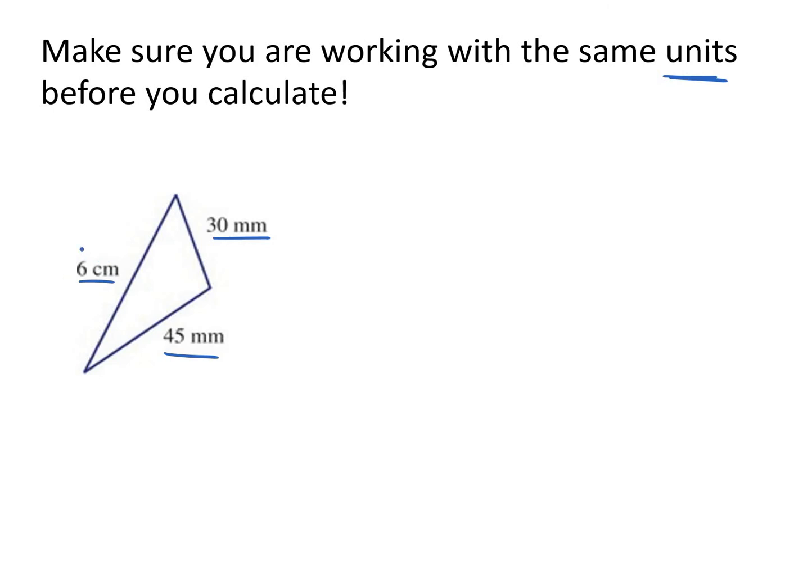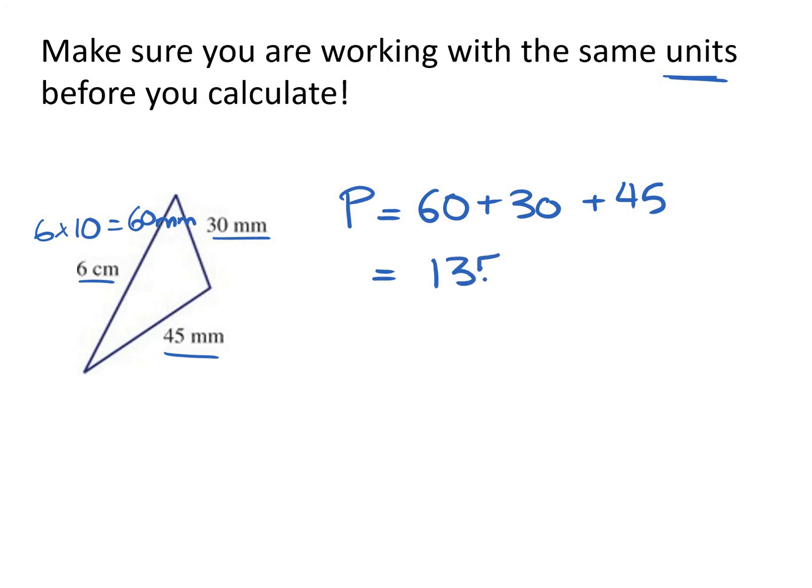So this one here is 6 centimeters, which I know I need to multiply by 10 to make that 60 millimeters. We did that in the last lesson, so you can go back to your conversion chart if you need to remind yourself, but there's 10 millimeters in 1 centimeter. Now I can calculate that the perimeter is 60 plus 30 plus 45, which gives me a final perimeter of 135 millimeters. Okay, so that's my final answer.